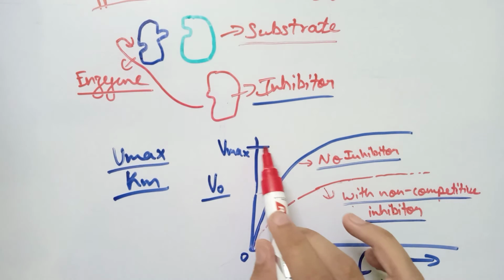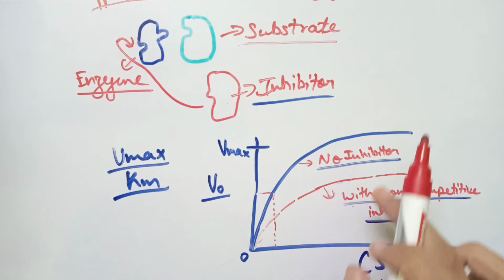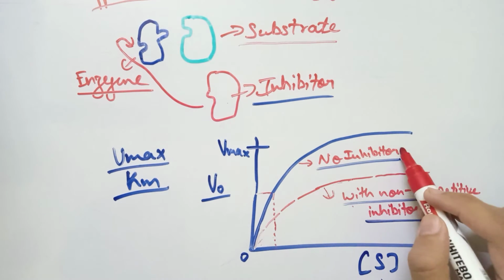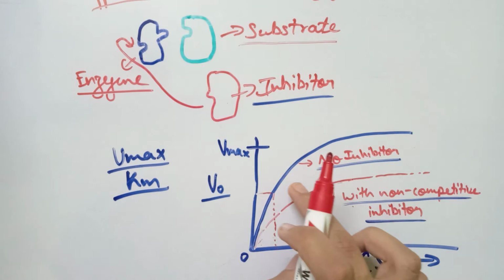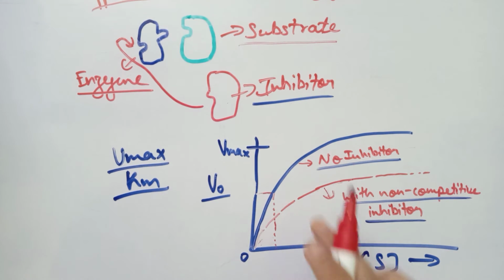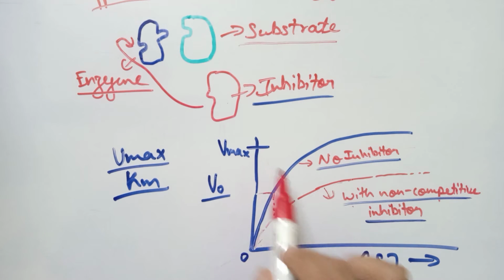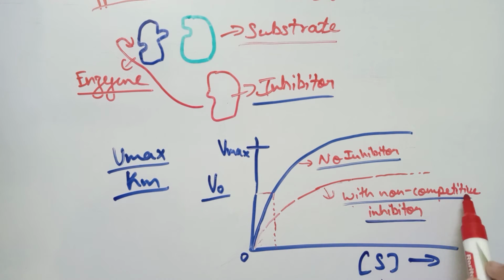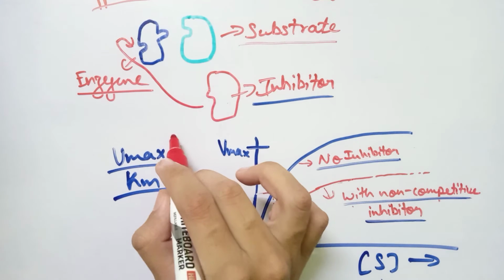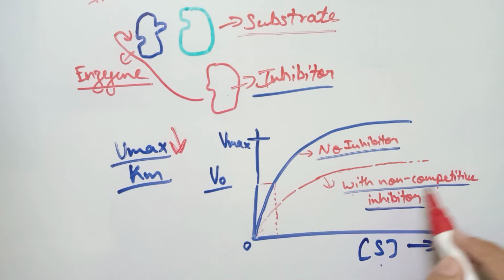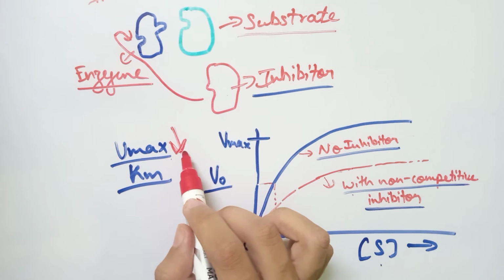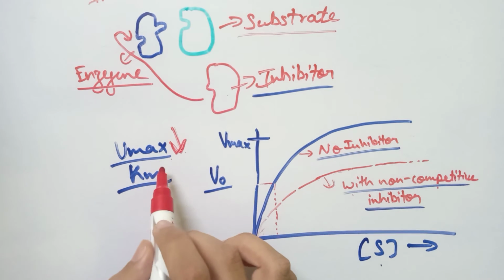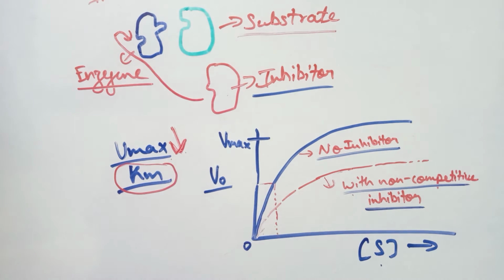When we look at both the reactions, where there is no inhibitor present and where a non-competitive inhibitor is present, we can simply conclude that the Vmax value in the non-competitive inhibitor case gets reduced. So we can say that when a non-competitive inhibitor is present, the Vmax value will be decreased. And when we look at the Km value, what will it be?